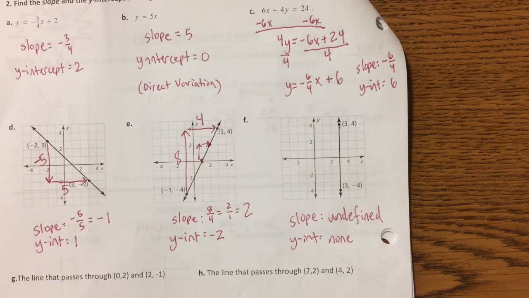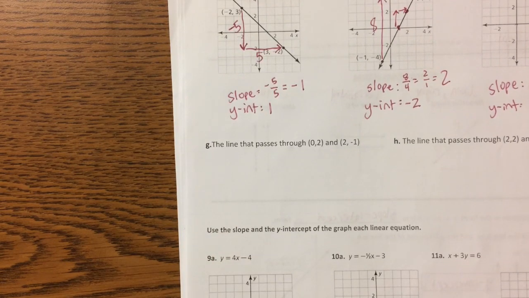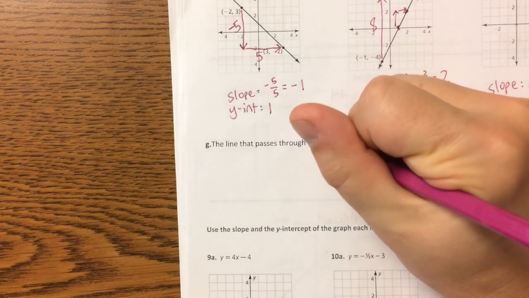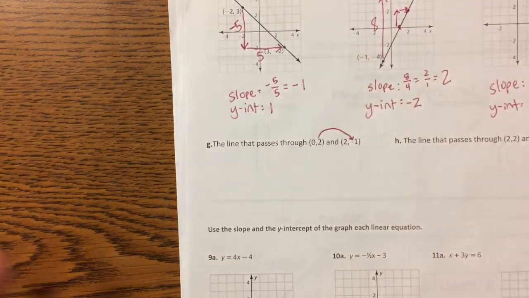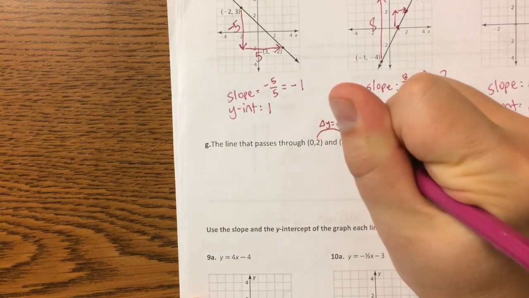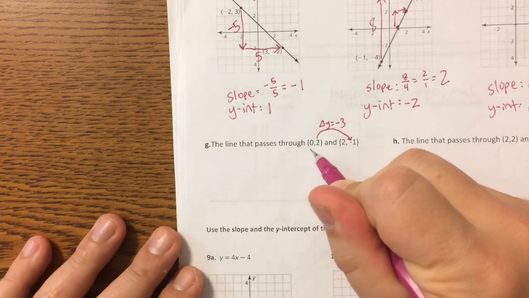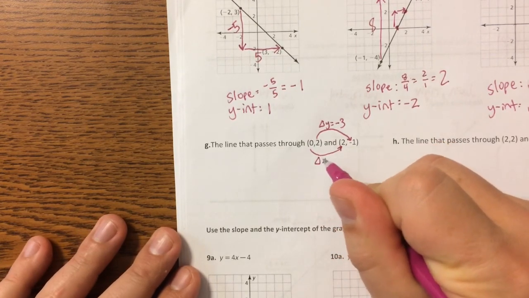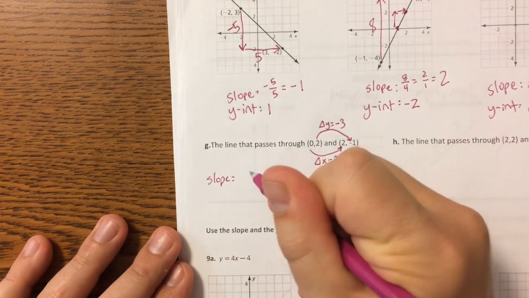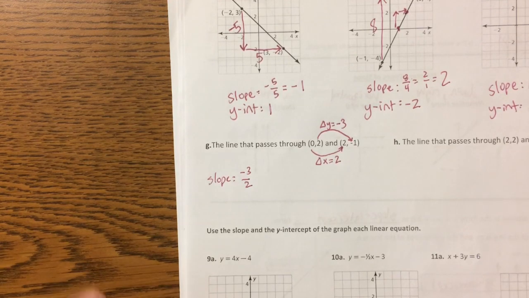All right, G is a little tricky because they're just telling you 2 points. So let's start by finding the slope from these 2 points. So let's first calculate the change in y. If I go from 2 to -1, how do I get there? What do I need to add or subtract to go from 2 to -1? I need to subtract 3. So my change in y is -3. And what's my change in x? How do I get from 0 to 2? Add 2. So my slope will be -3 over 2. Change in y over change in x.